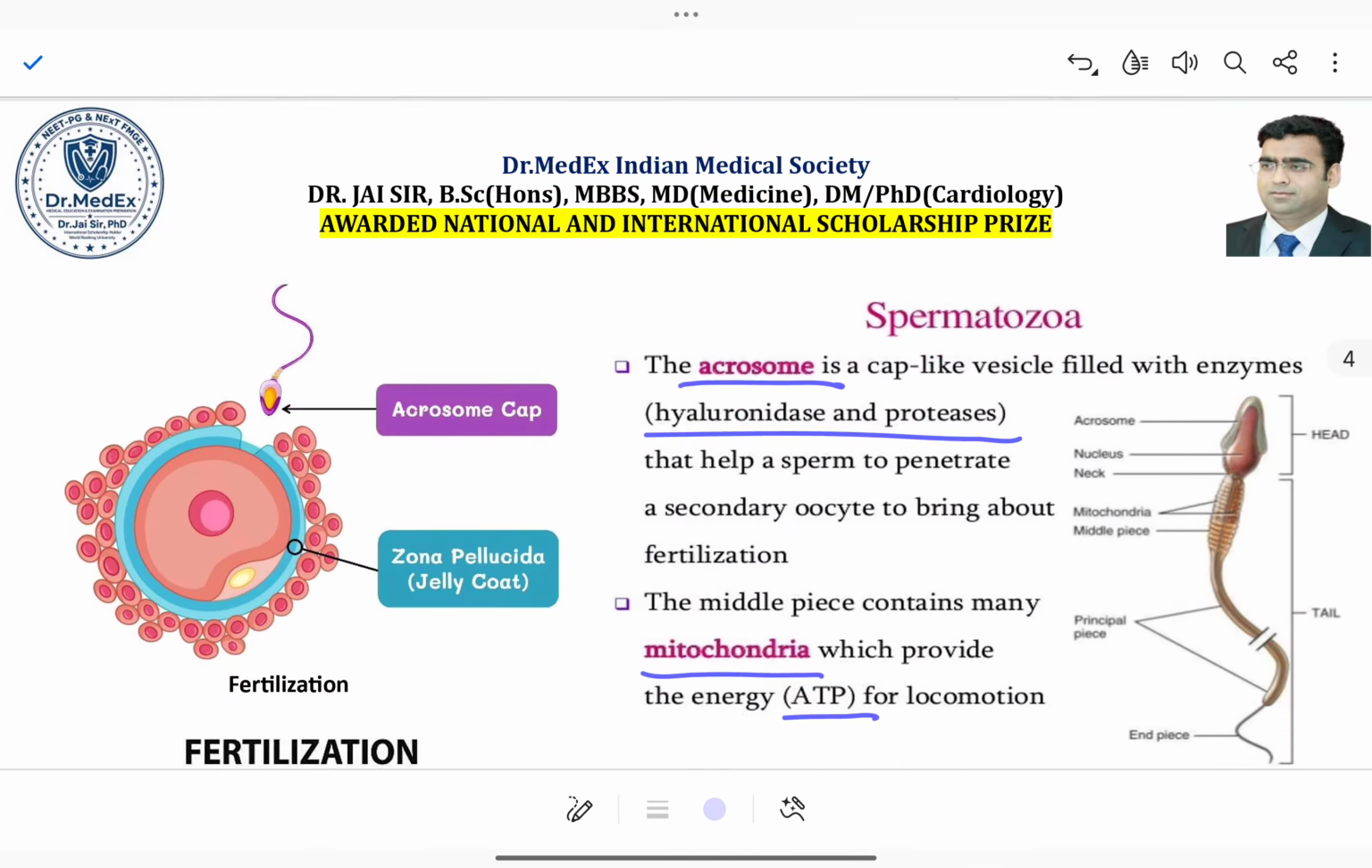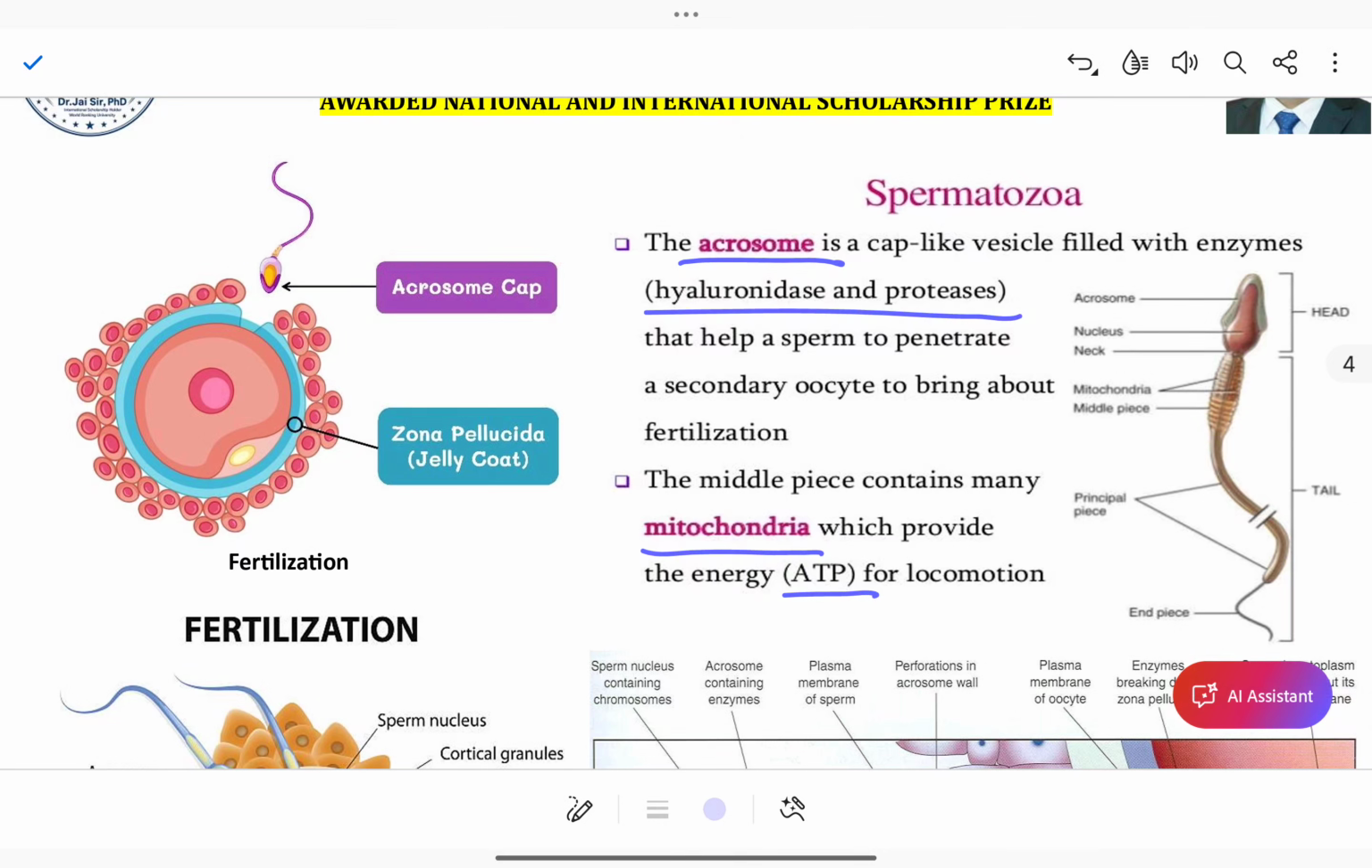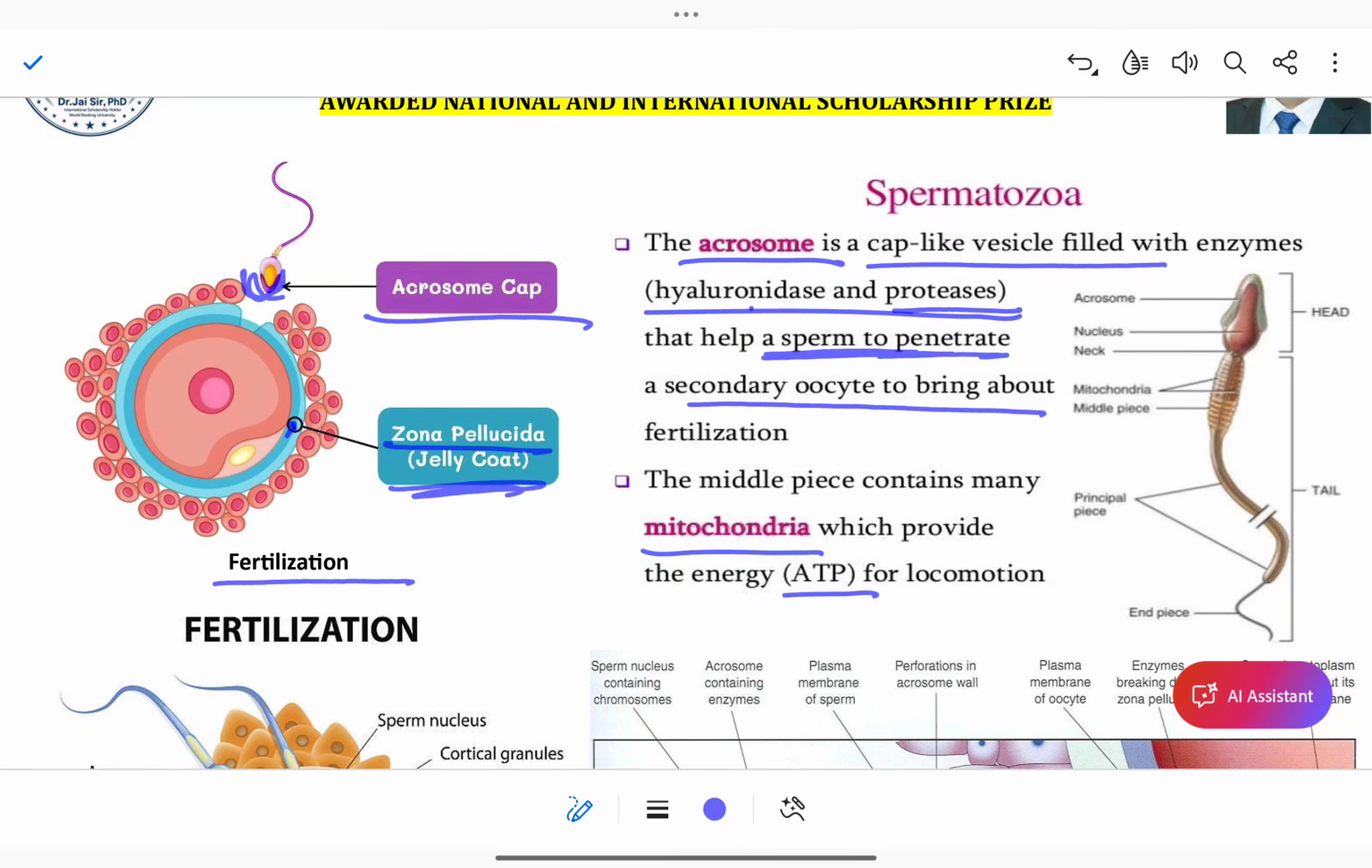Okay, this is acrosome. This is acrosome. See, this is acrosome in the beginning here. Acrosome cap and zona pellucida. Here is given the zona pellucida, jelly cap. This is fertilization. And acrosome is a cap-like vesicle filled with the enzymes hyaluronidase and proteases, that helps a sperm to penetrate the secondary oocyte to bring about the fertilization. So acrosome is very much important.